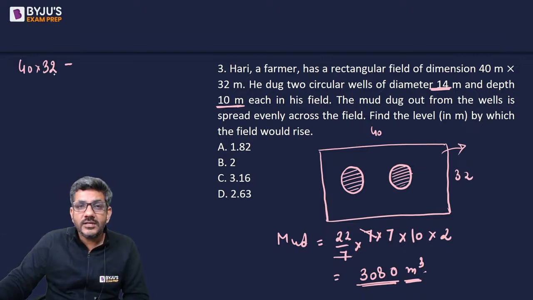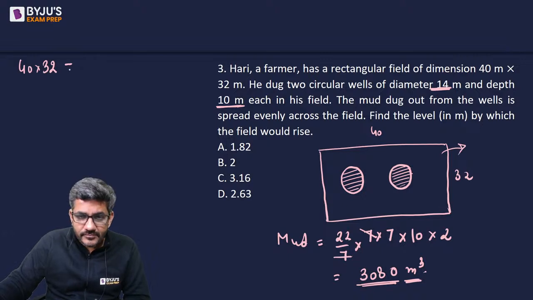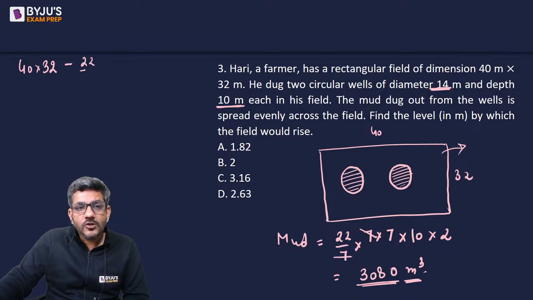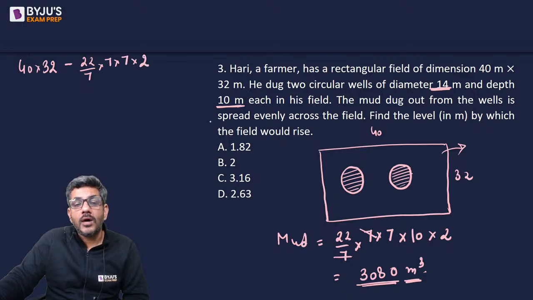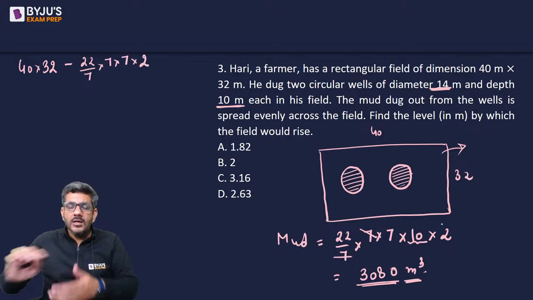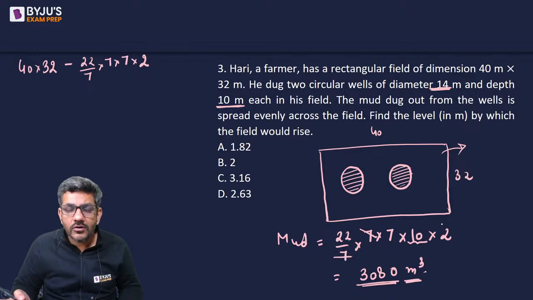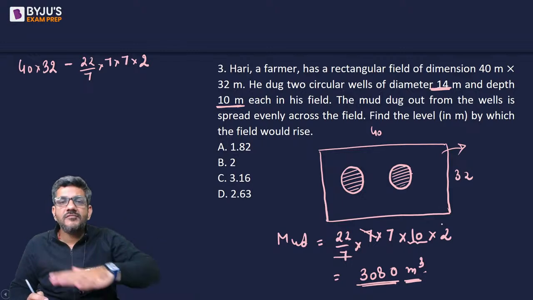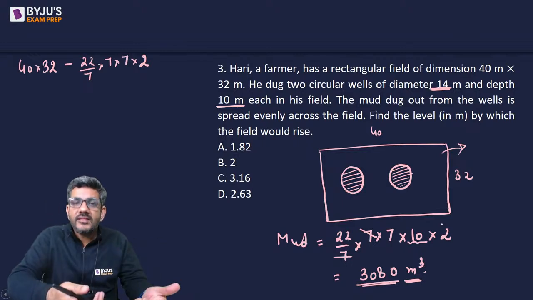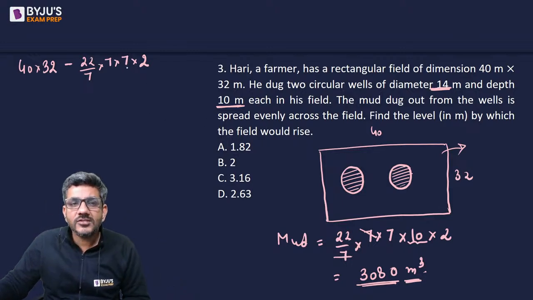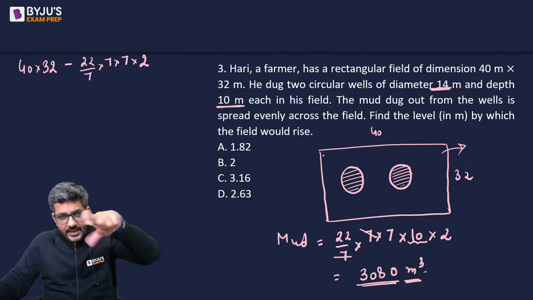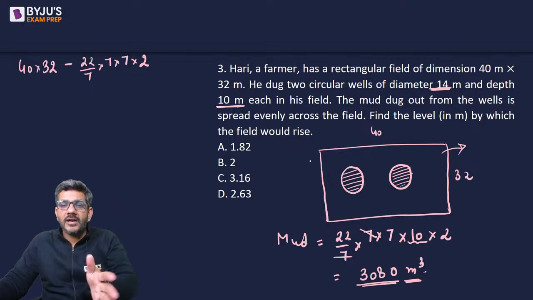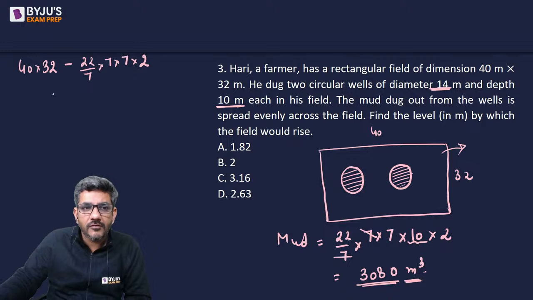So 40 into 32 minus the area of the two wells, which is 22 by 7 into r square into 2. This time I will not multiply by 10, because depth has no significance. Now I'm just looking at the surface. How much surface is available to spread that mud there? So pi r square into 2 is the area of those two wells, which is to be subtracted from the total area of the rectangle.